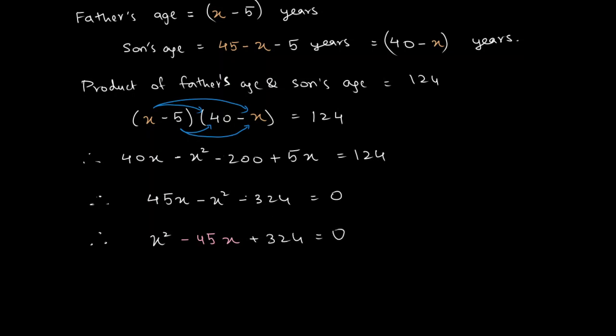What I've done is I've changed all their signs. So the minus I made it plus, all the pluses I made it minus. Alright, so this is our quadratic equation in the standard form. We want to solve it by splitting the middle term.